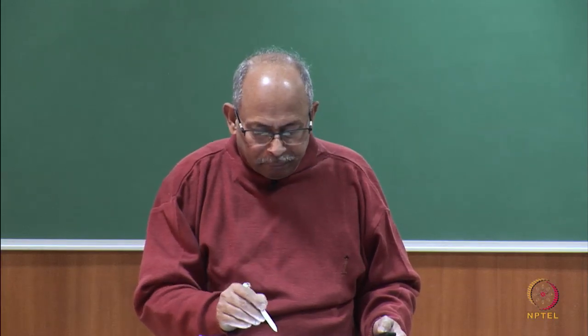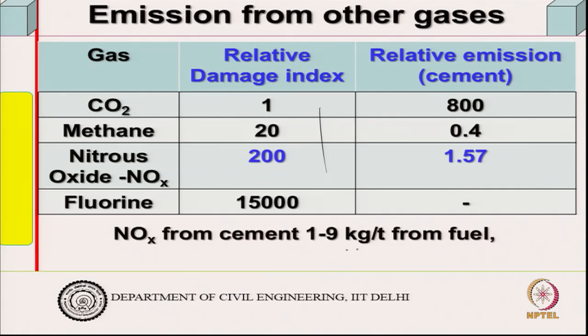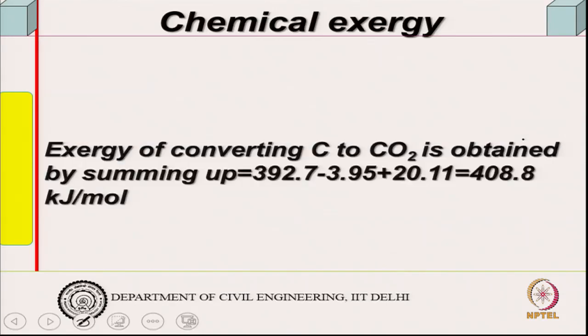So, the damage index from various gases is something like this, I think I mentioned. Okay, so this we will look into. The relative emission from cement comes out to be 800, as I have shown you earlier. Methane and hydrocarbons, and nitrous gases were 1.57. So, I think this gives you an idea. We will look into that in the next class.